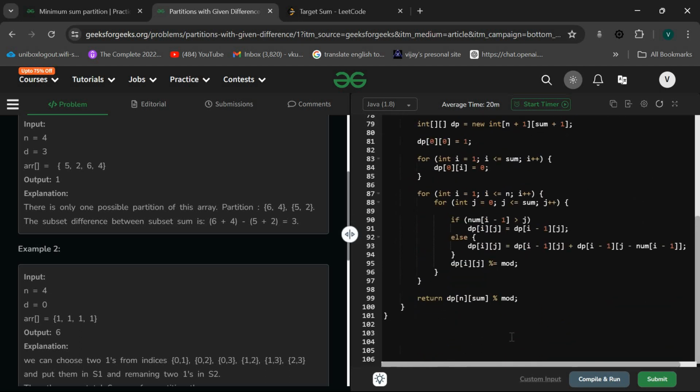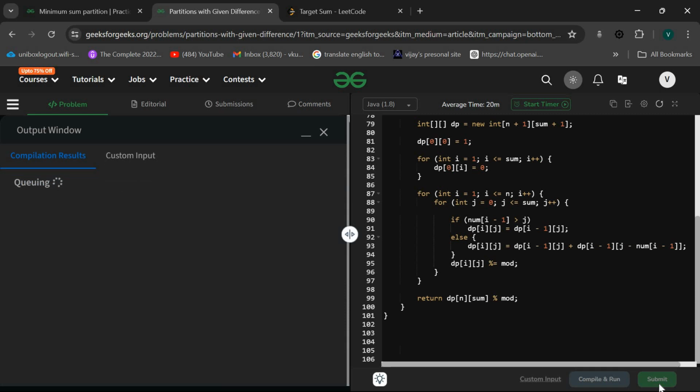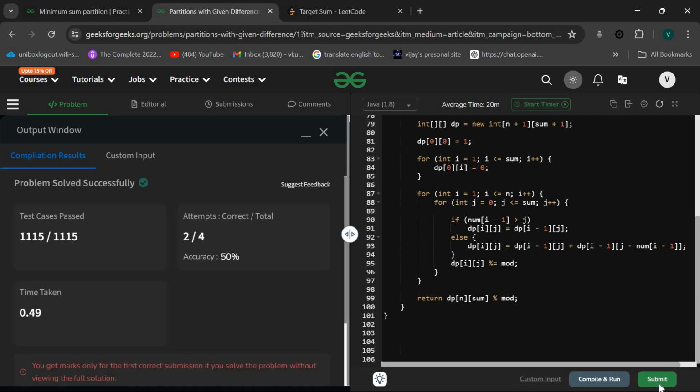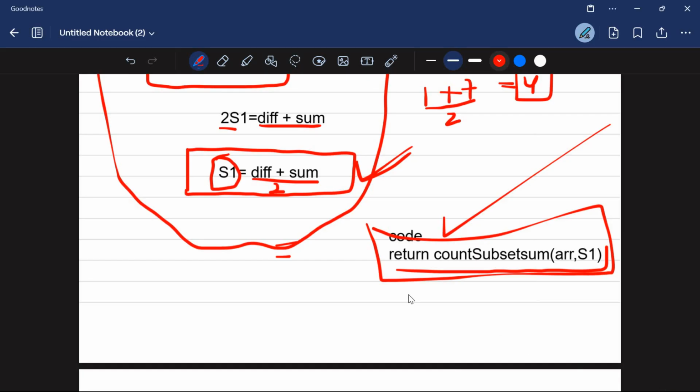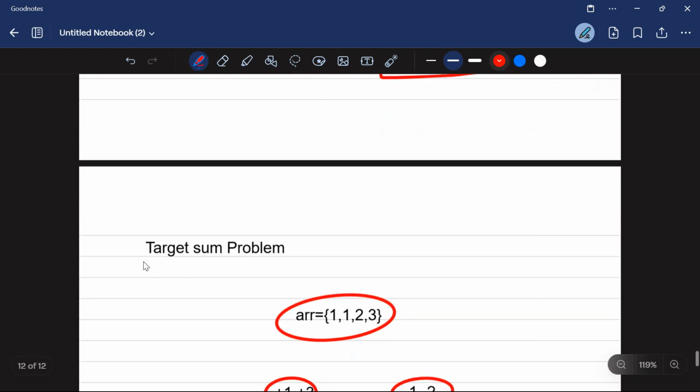Total sum का count of total subset sum. बस, not complete this question. Yeah, to pass all the cases. Okay, so let's fast move on to the last question. Target sum problem.